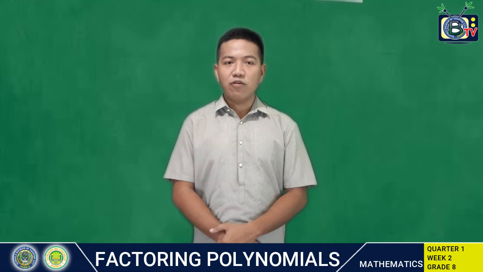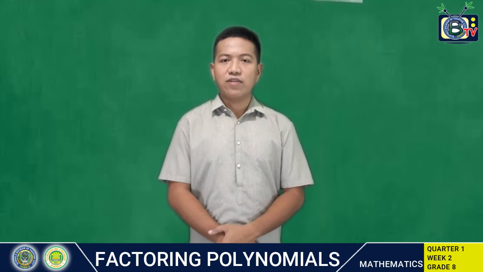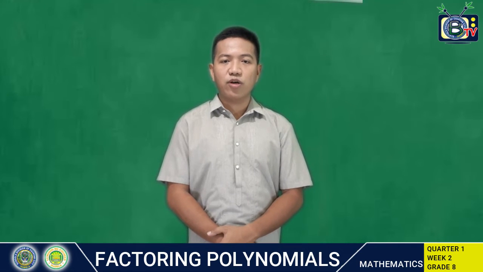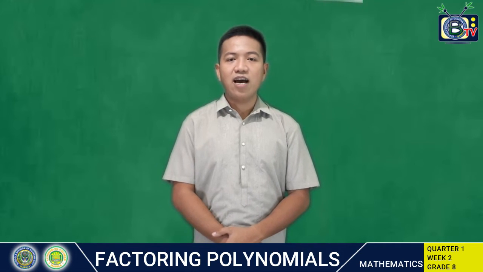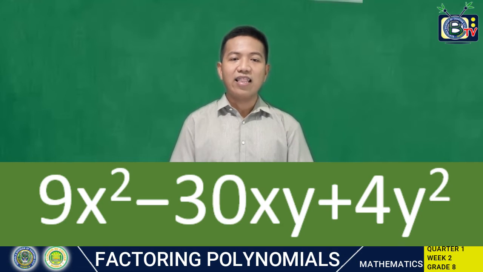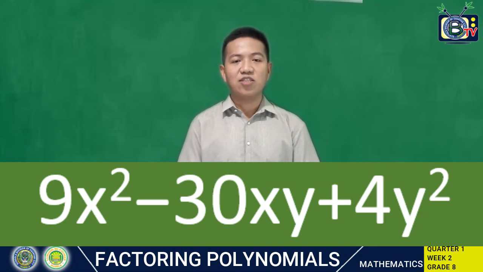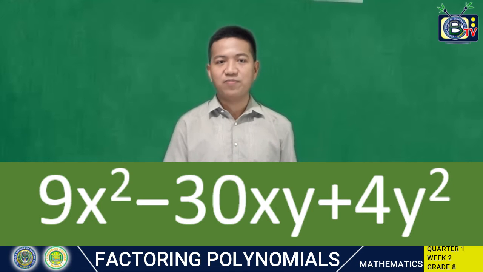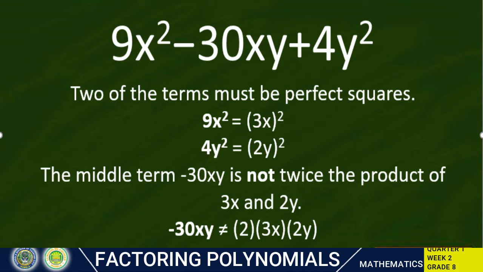Now let's check the following polynomials and see which of them is or are perfect square trinomials. Let's see how the conditions earlier work with these polynomials. First, let's have 9x squared - 30xy + 4y squared. The terms 9x squared and 4y squared are both perfect squares of 3x and 2y respectively. However, twice the product of 3x and 2y is not negative 30xy, but 12xy.